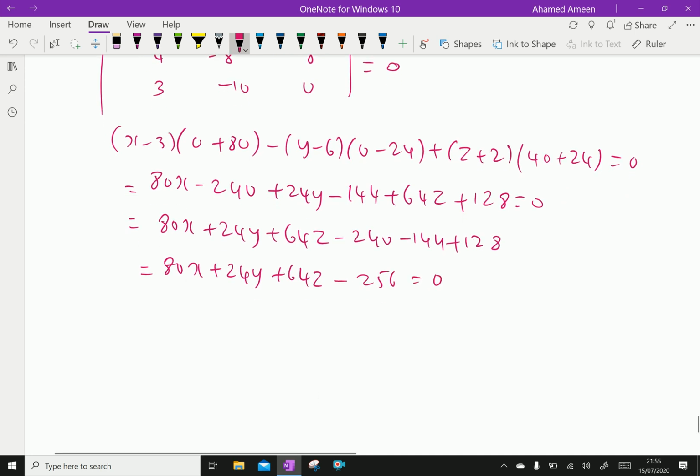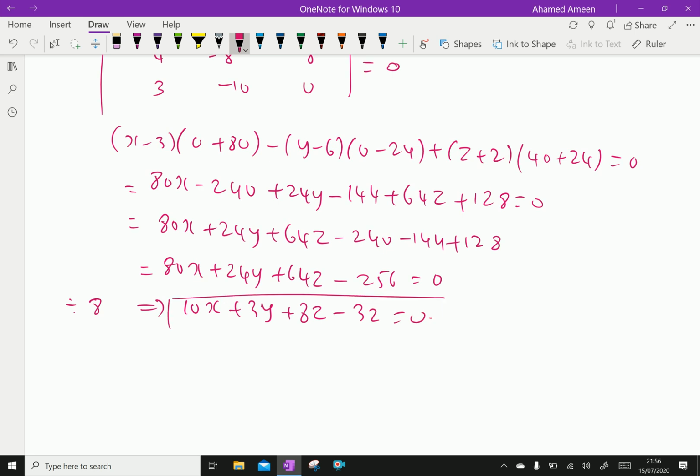Now by dividing by 8 we'll get 10x plus 3y plus 8z minus 32 equals 0. This is the Cartesian equation of the required plane. We have done.